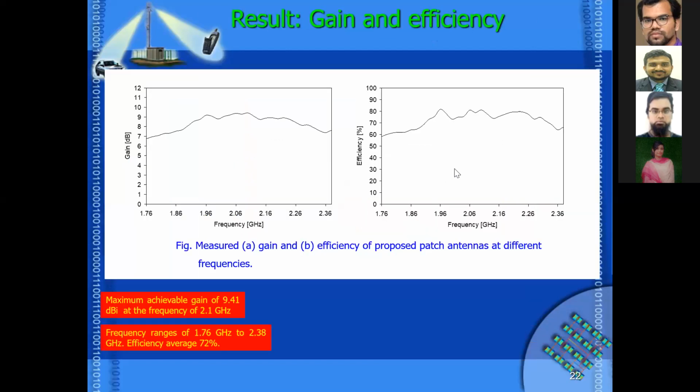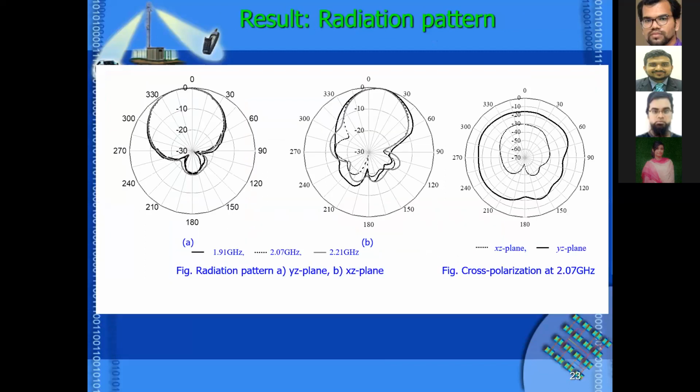We got a gain above 2.1 gigahertz of 9.4 dBi, and the efficiency was an average of around 72%. The radiation pattern we developed is also pretty good. Although it should be at 0 degrees, it moves slightly to the left or right. It is slightly directional at 35 degrees or negative 35 degrees, which shows that it can be used as a very good indoor base station antenna.